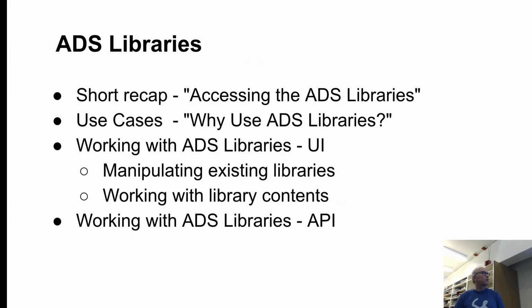So first I'll do a short recap of how to access ADS libraries, and then I'll discuss a couple of use cases, like why using ADS libraries is actually a really nice idea. And then I'll give a couple of examples using the UI. And finally, you can also access the libraries with the API, and I'll give a couple of use cases where that could be interesting.